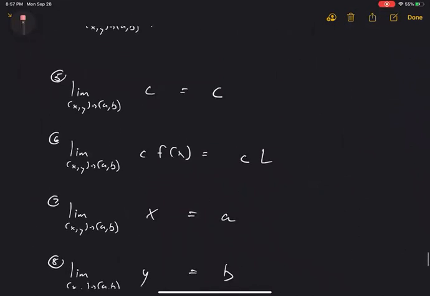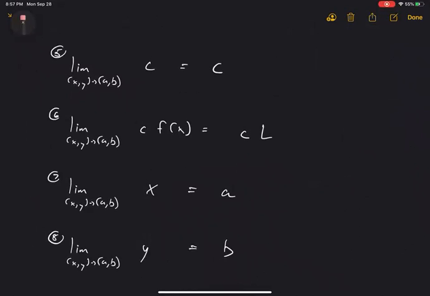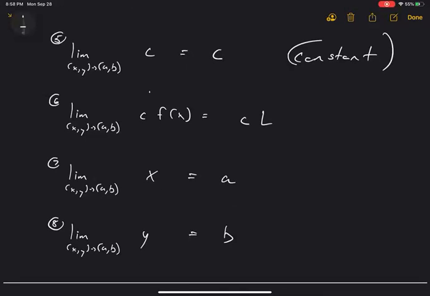Okay. And then we just have a couple quick and maybe obvious rules. Okay, if c is a constant, the limit of a constant is still just the constant. If I have a function times a constant, when I take the limit, again assuming that the limit of f is equal to L, I can take this constant outside my limit, and it's just going to be c times the limit of f, which is c times L.